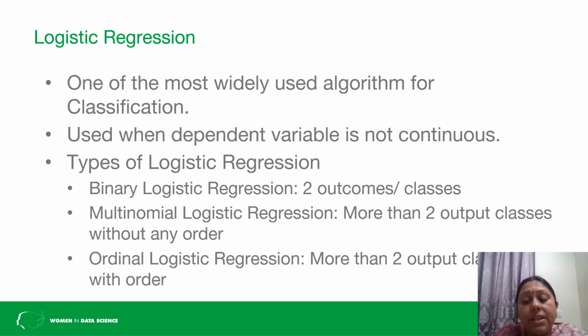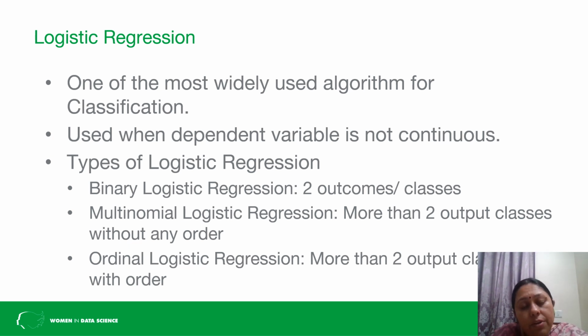Let's go to the second technique, the logistic regression. We have the word regression, so you must be assuming that again the output will be in terms of real numbers. But no, here the output is in terms of the classes. So please remember, we use logistic regression when our dependent variable is not continuous.